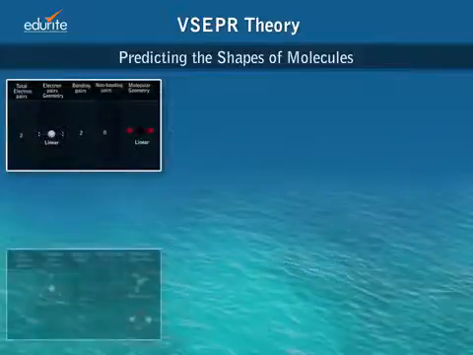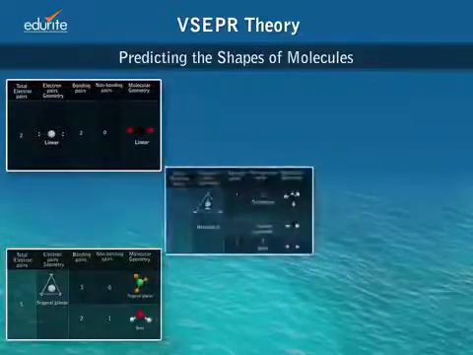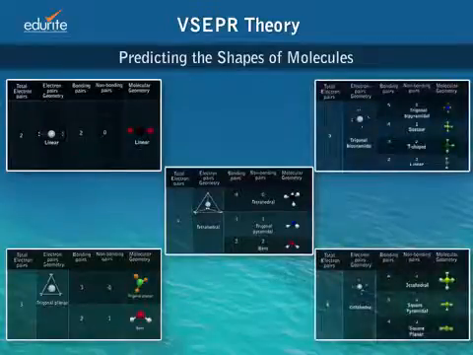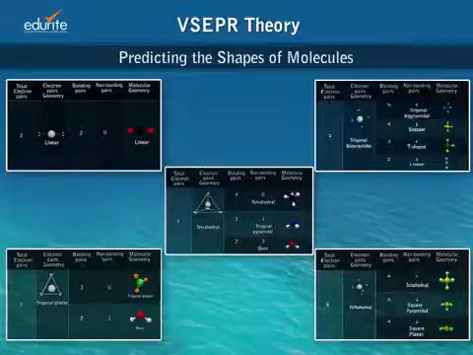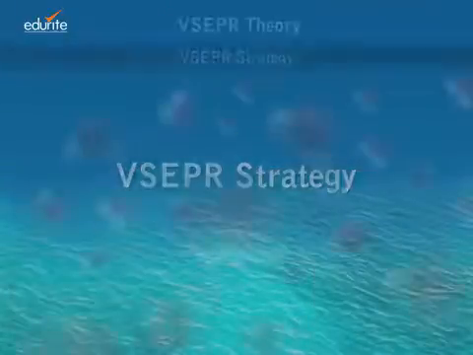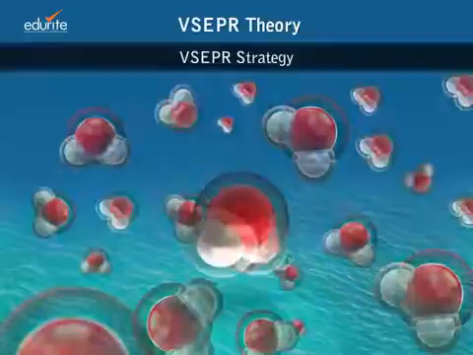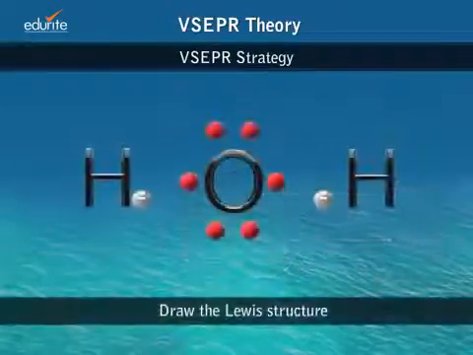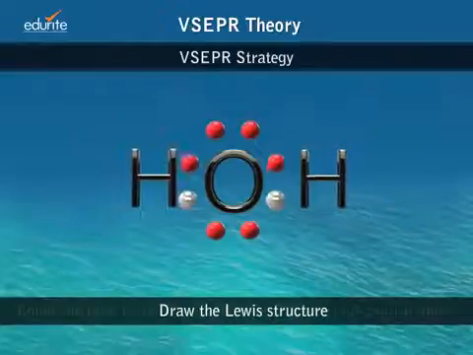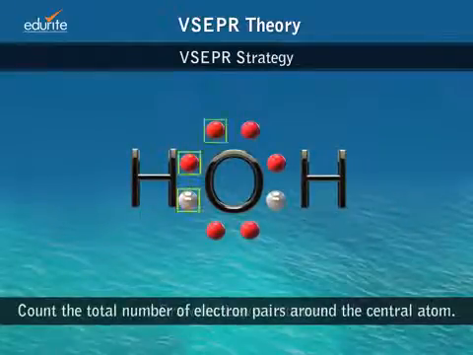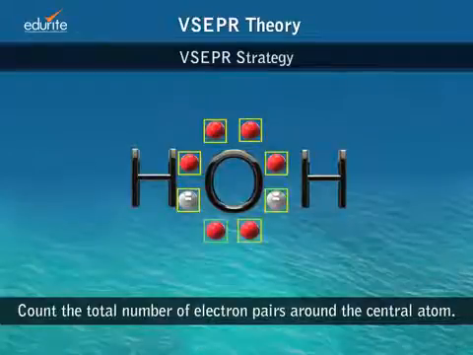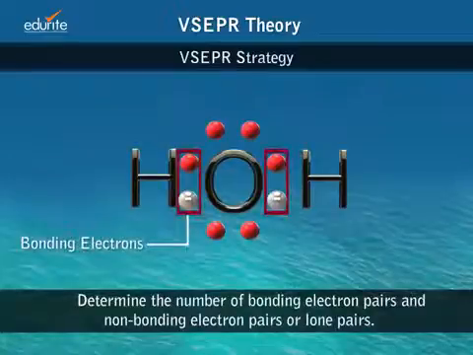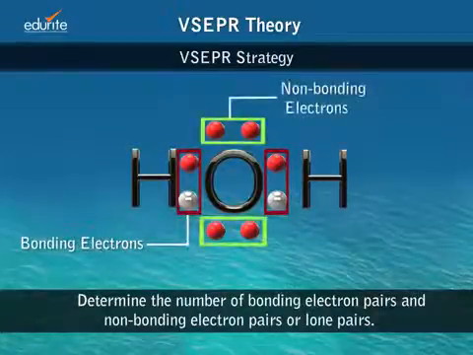Shown here is a chart which depicts the possible VSEPR molecular geometries. Take a look at it again. VSEPR strategy. Let us now use the VSEPR strategy to predict the shape of a water molecule. First, draw the Lewis structure of the water molecule. Count the total number of electron pairs around the central atom oxygen in the molecule. Determine the number of bonding electron pairs and non-bonding electron pairs or lone pairs.